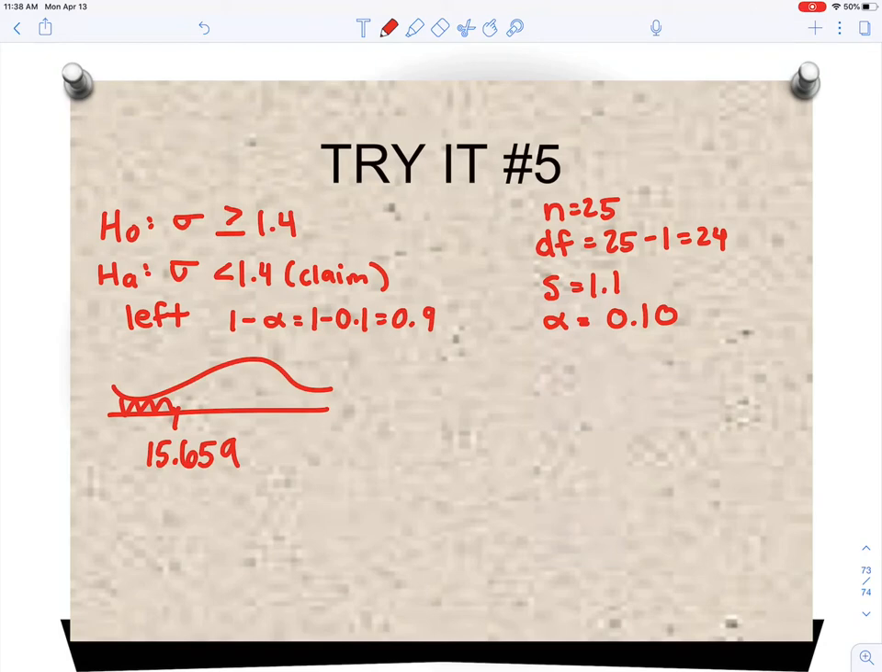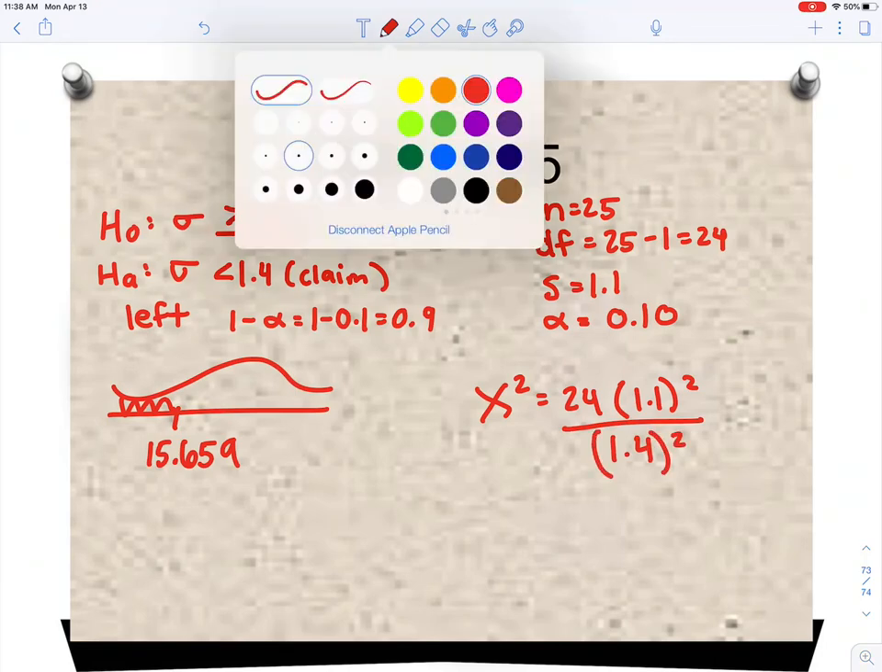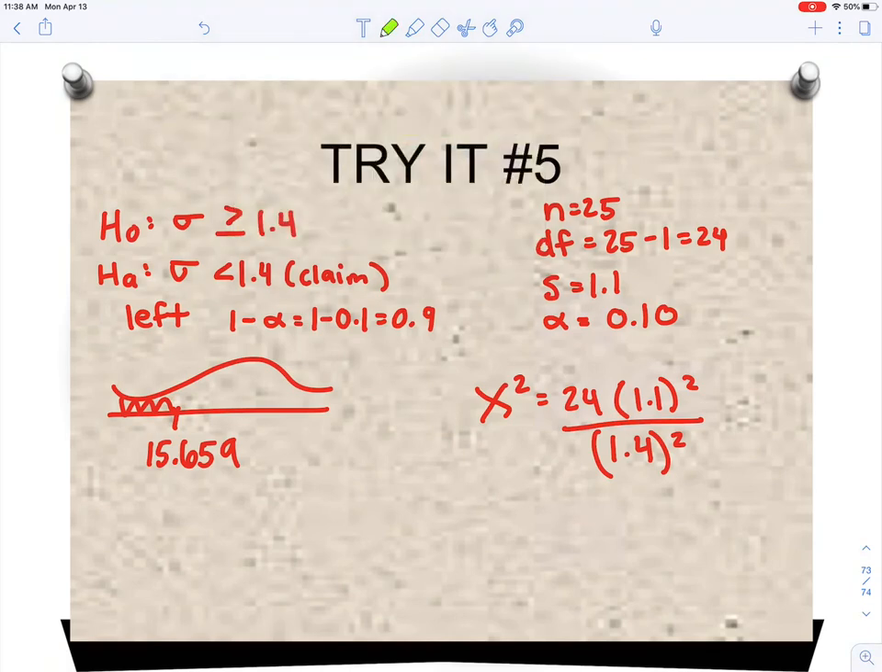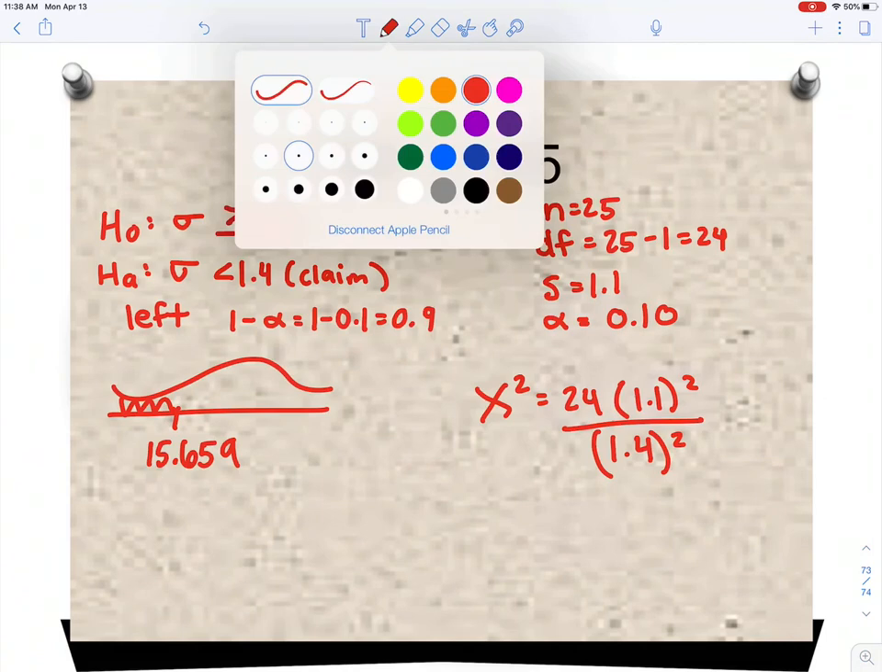So now let's plug it into our equation. Chi-squared should be n minus 1 times the standard deviation squared, which they didn't give to me, so I have to square it, all over, again, this has to be squared. In the last one, just for reference, they gave us this and this and this, which is why we didn't square anything in our equation. It was already squared for us.